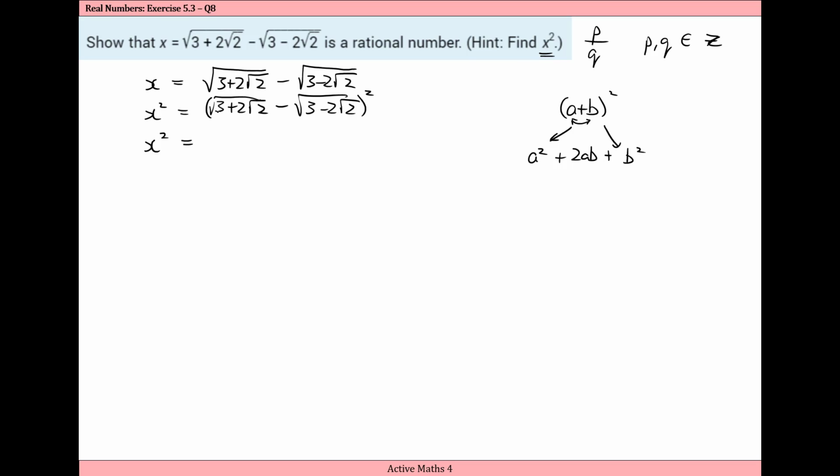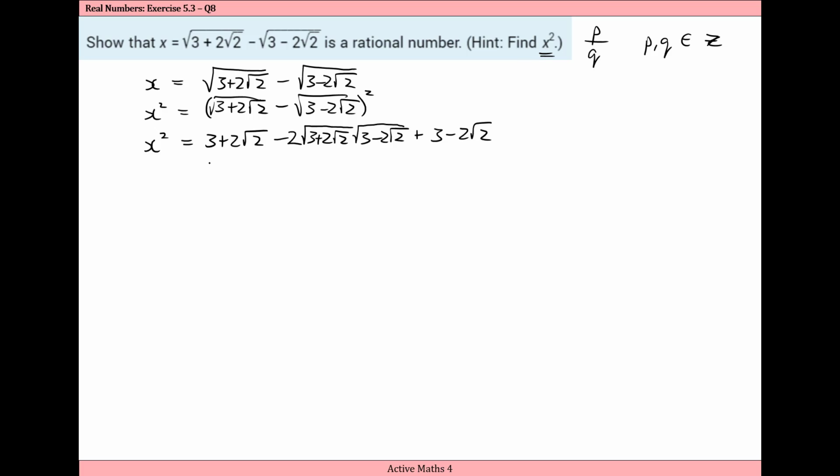So square the first. When you square a square root, you get rid of the square root. So we're left with 3 plus 2 root 2. I'm going to square the last. So when I square the root of 3 minus 2 root 2, I'm left with 3 minus 2 root 2. And then twice the product. So the product is what we get when we multiply the two terms, and then we're going to times it by 2. So it's minus 2 on the root of 3 plus 2 root 2 on the root of 3 minus 2 root 2.